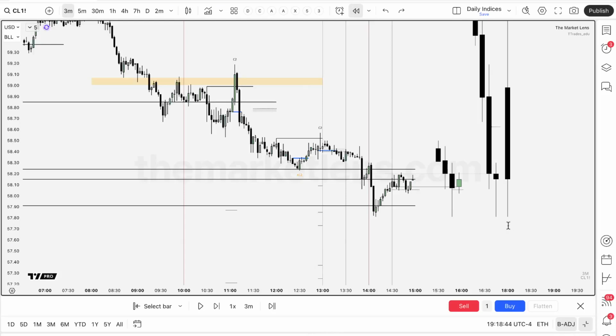Is a protected fair value gap the same thing as a fair value gap? I don't know what a protected fair value gap is. I'm not sure, unless you can show me a photo or something. So Thomas, I wouldn't catch the oil continuation there at 11 a.m. unless you're entering on a higher time frame.